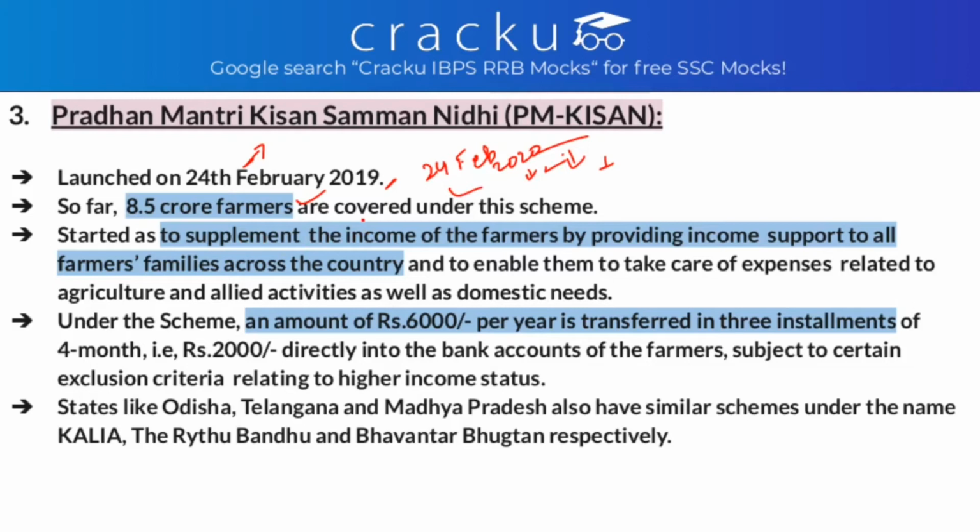Let me say simply what this scheme is. According to this scheme, an amount of 6,000 will be transferred in 3 installments, that is 4 months for each installment. For the first 4 months, that is the first installment, you get 2000, which will be given directly in the bank account of the farmer. After 4 more months, the second installment, you will get again 2000, and after 4 more months, the third installment, you will get again 2000, and the total amount will be 6000 per year. It will be given to the farmer's bank account directly.